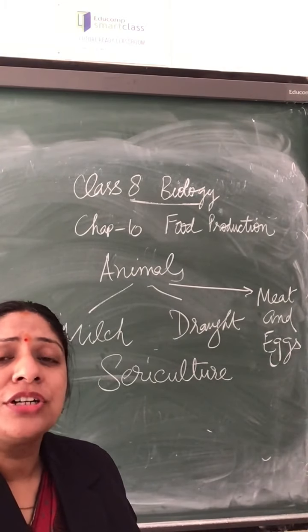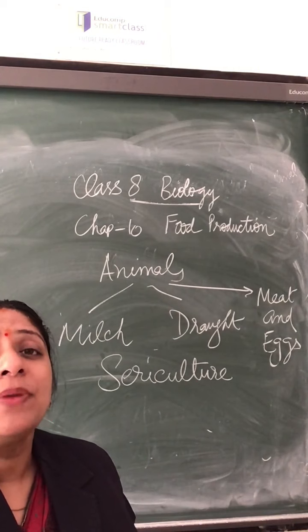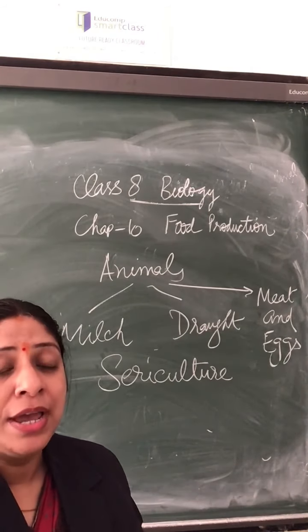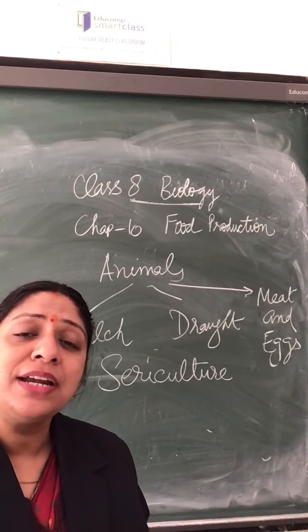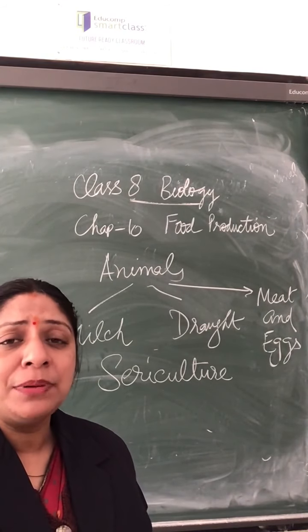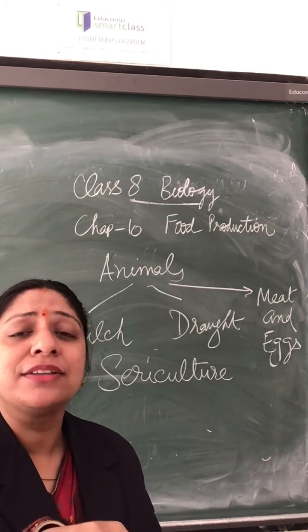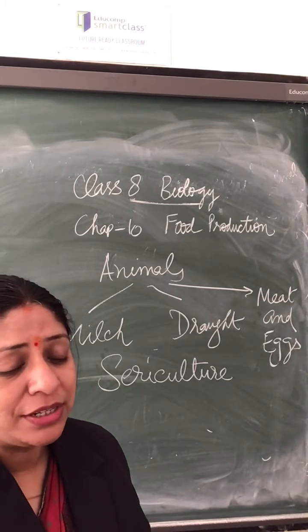This sericulture is actually done with Bombyx mori, which is the most common silk moth to be used. In India, 4 varieties of silk are obtained: mulberry, tussar, muga, and eri. These are the 4 varieties of silk which are obtained in India.